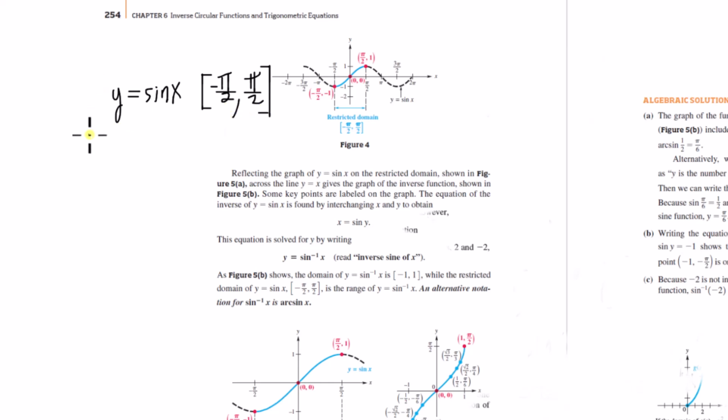Okay. Now, how do we get the inverse of this? Well, we learned in algebra how to find the inverse of a function. What we do is we start by switching the x and the y. Okay, then we solve for y. And how do we solve for y? Well, we have the sine of y. We want to undo this. We want to isolate the y. How do we undo this? Well, we use the inverse. So we're going to take the inverse sine of both sides.